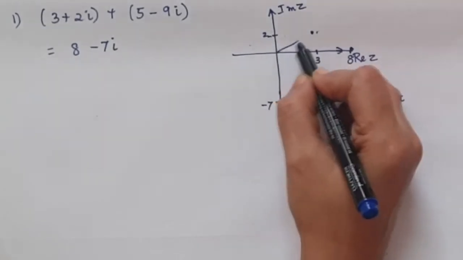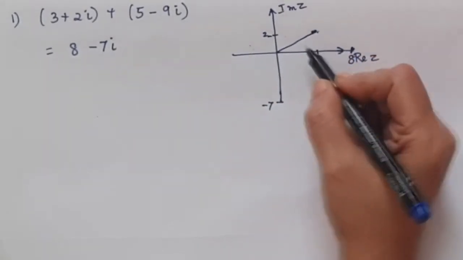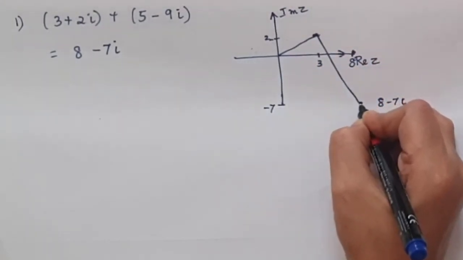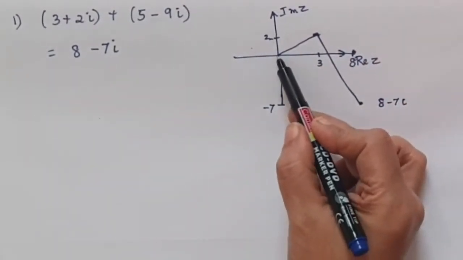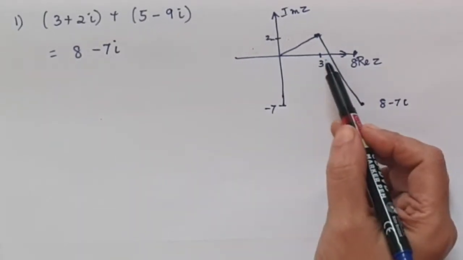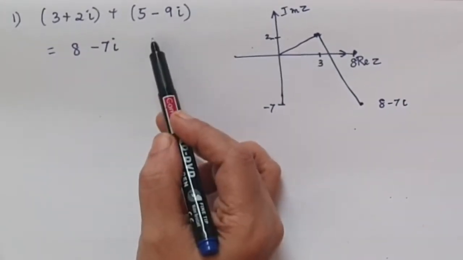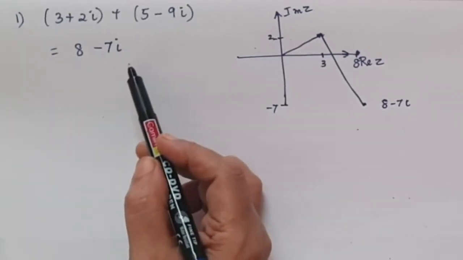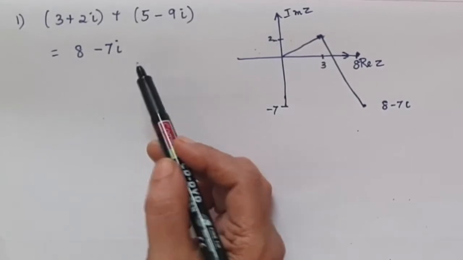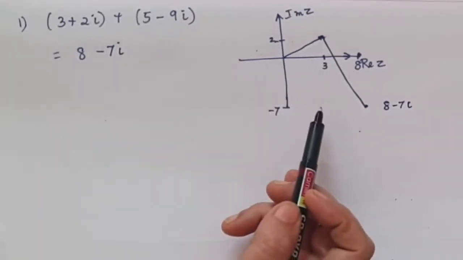That is, this complex number, when we add 5 minus 9i, goes to 8 minus 7i. So this point is getting translated to this. The same effect applies for subtraction also. So we see that while adding or subtracting a complex number, it has the effect of translating a complex number.